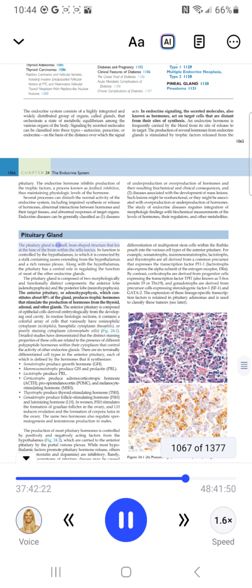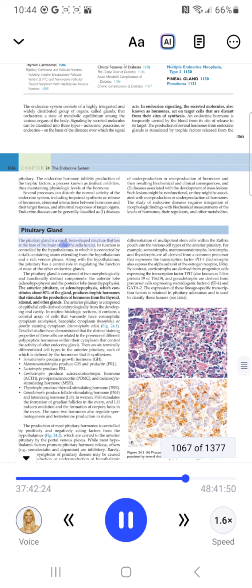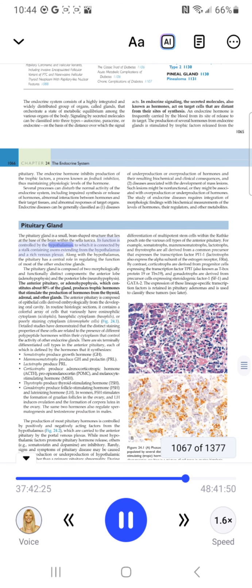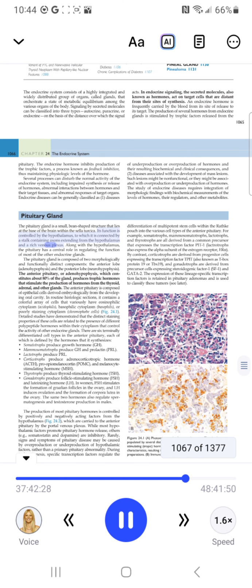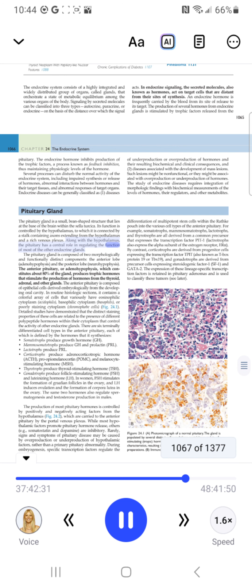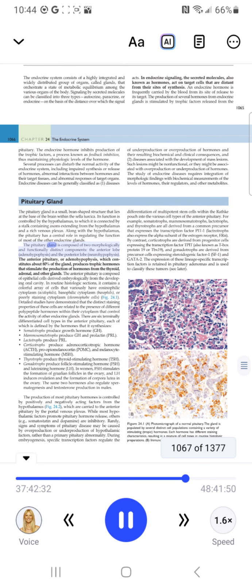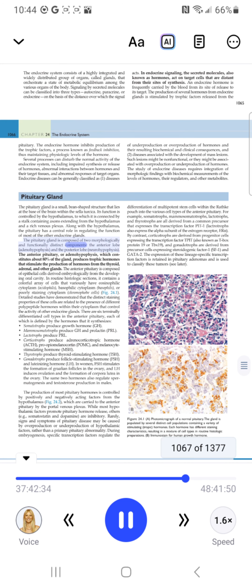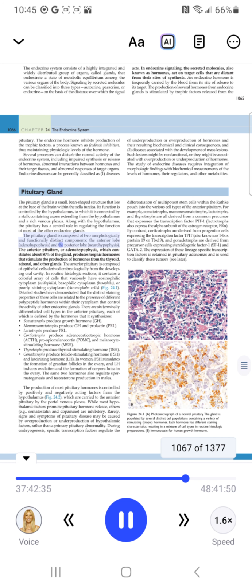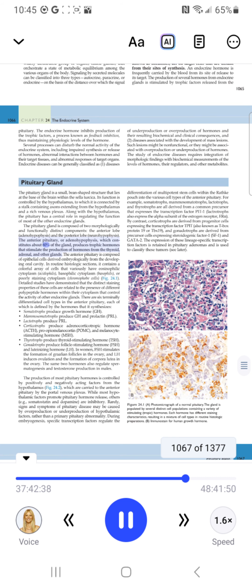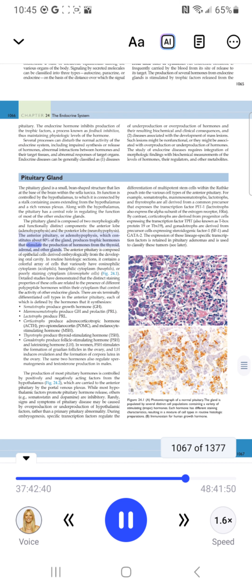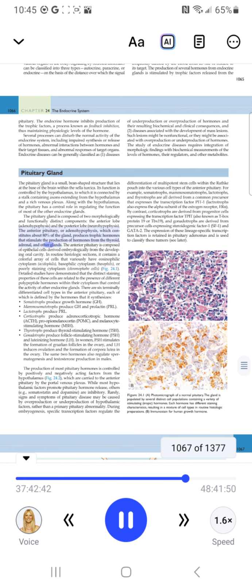The pituitary gland is a small bean-shaped structure that lies at the base of the brain within the sella turcica. Its function is controlled by the hypothalamus, to which it is connected by a stalk containing axons extending from the hypothalamus and a rich venous plexus. Along with the hypothalamus, the pituitary has a central role in regulating the function of most of the other endocrine glands. The pituitary gland is composed of two morphologically and functionally distinct components: the anterior lobe, adenohypophysis, and the posterior lobe, neurohypophysis. The anterior pituitary, or adenohypophysis, which constitutes about 80% of the gland, produces trophic hormones that stimulate the production of hormones from the thyroid, adrenal, and other glands.